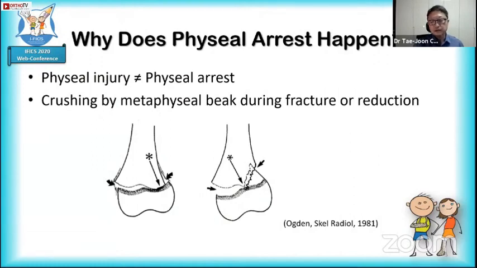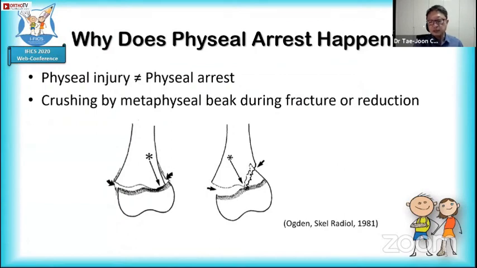Here, I'd like to stress that we have to differentiate two terms: physeal injury and physeal arrest. Physeal injury is a traumatic condition that involves the physis. On the other hand, physeal arrest is a condition in which a whole or certain part of the physis loses its growing capability as a sequela of physeal injury. So not all physeal injuries result in physeal arrest. There are several mechanisms causing physeal arrest.